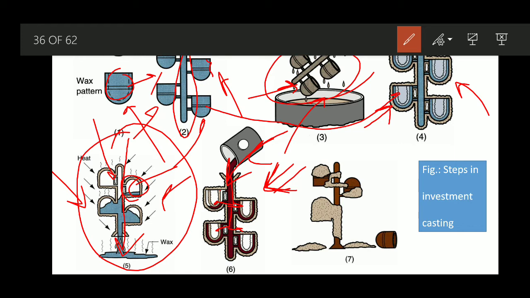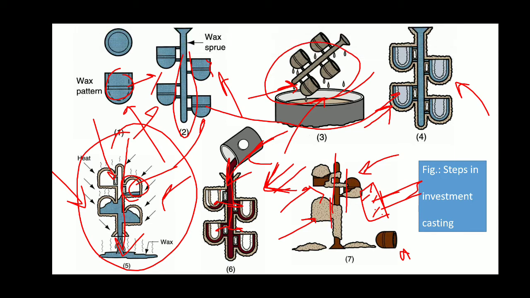So basically we have obtained our product. After that, as it is an expendable mold process, we are going to use a hammer, or we can use vibration or any other means, and we are going to break it down. Once we break it down, we obtain these different cast parts. Then we separate them from the tree, slice and trim them, and obtain the cast part.